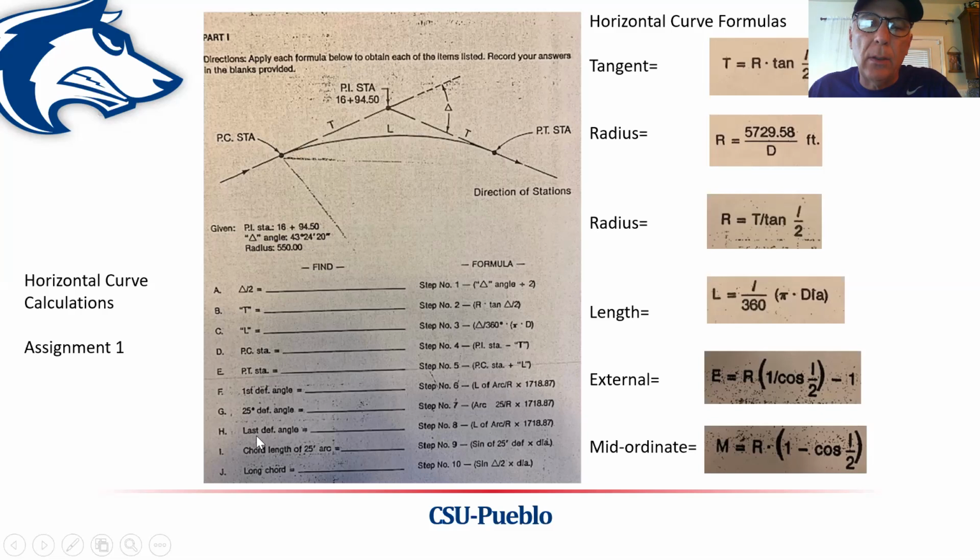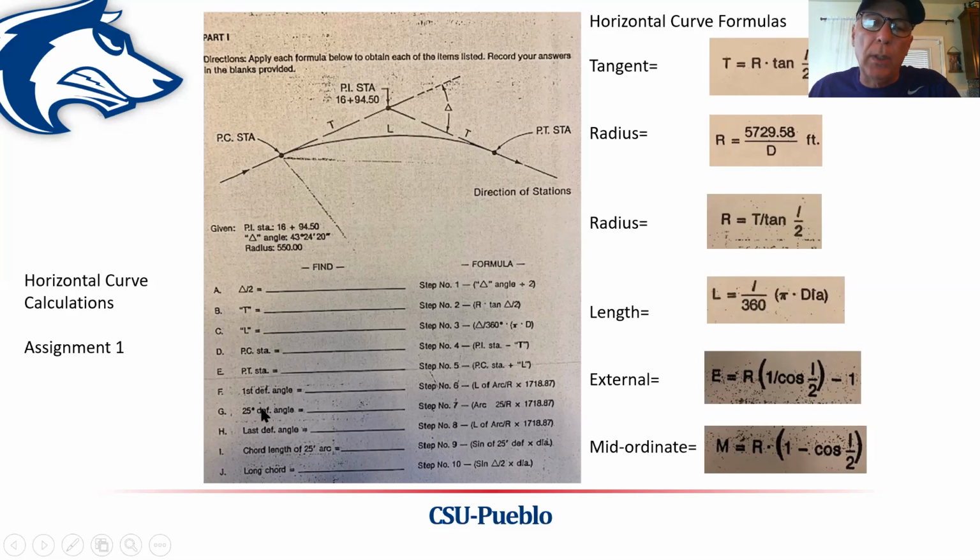The second piece of data, G here, is the 25-foot deflection angle. That is the deflection angle for every 25 feet along the curvature as we move along.